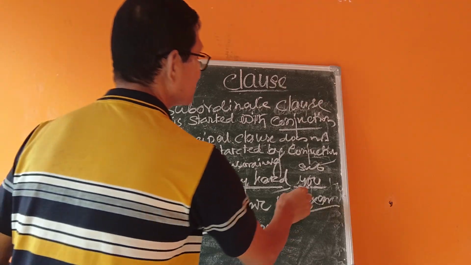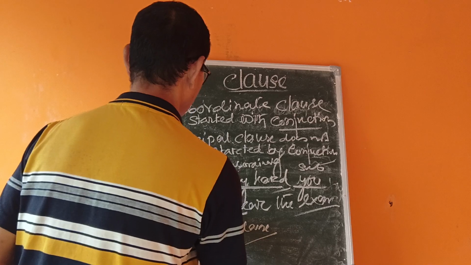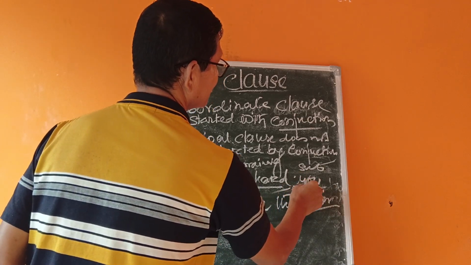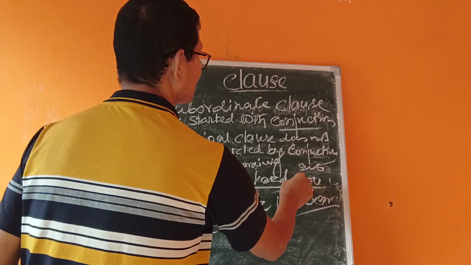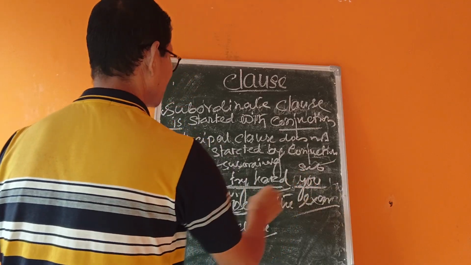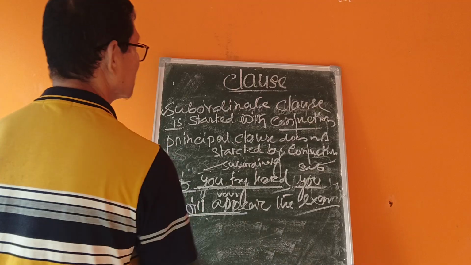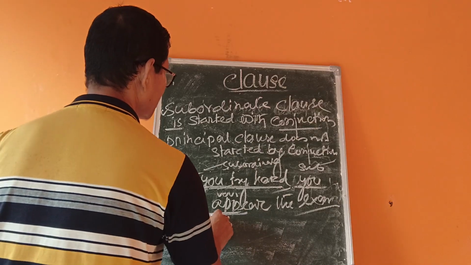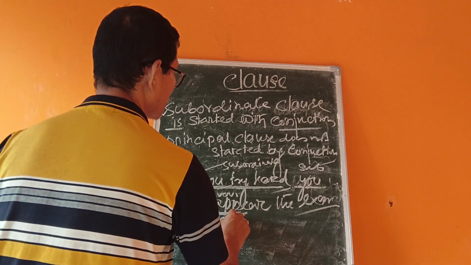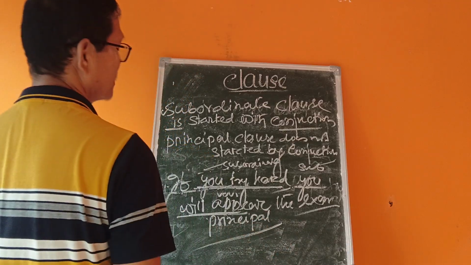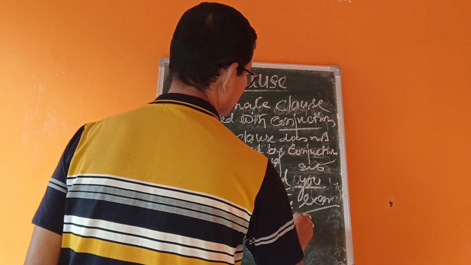The principal clause is not started by a conjunction, isn't it? It is directly started by the subject. It is not started by any conjunction. That's why we consider it a principal clause. We say it is a principal clause, isn't it?